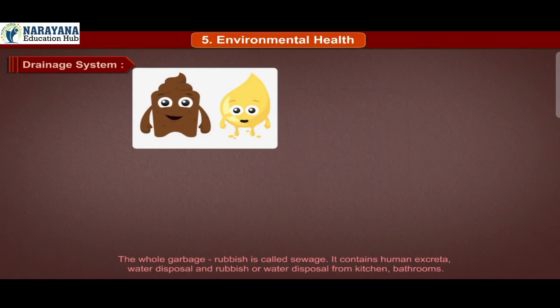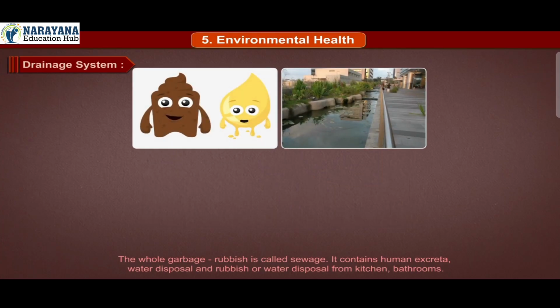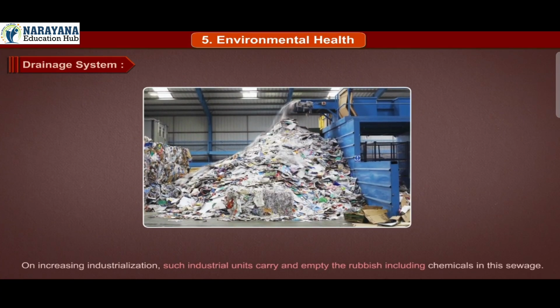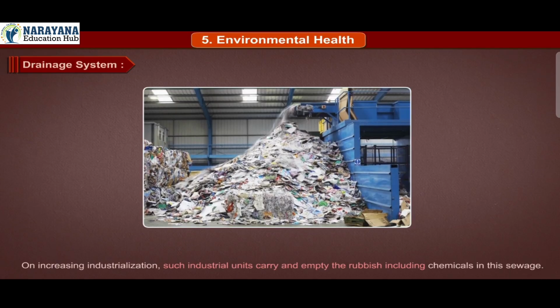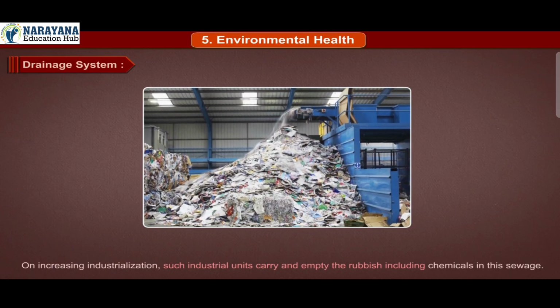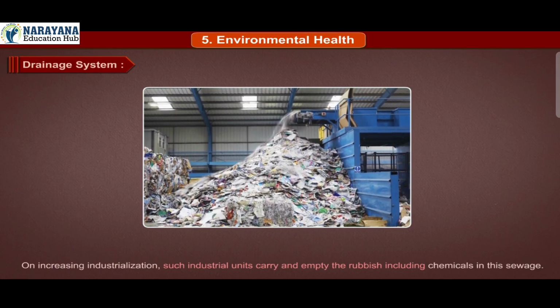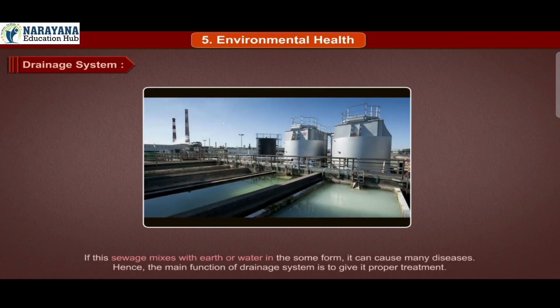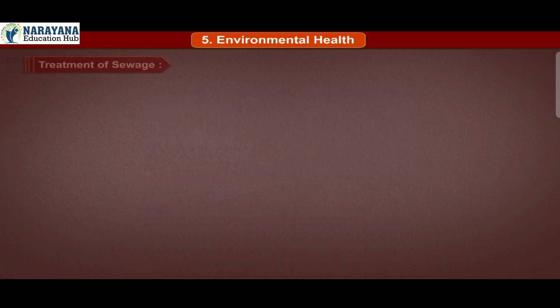It contains human excreta, water disposal, and rubbish or water disposal from kitchens and bathrooms. With increasing industrialization, industrial units empty rubbish including chemicals into this sewage. If this sewage mixes with earth or water in some form, it can cause many diseases. Hence, the main function of the drainage system is to give it proper treatment.